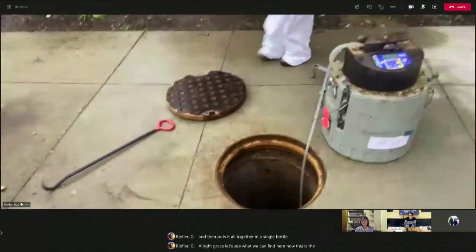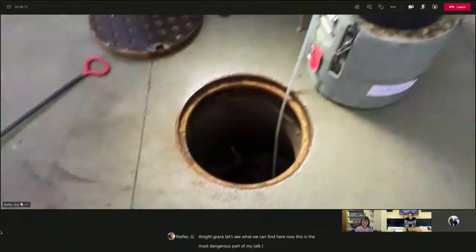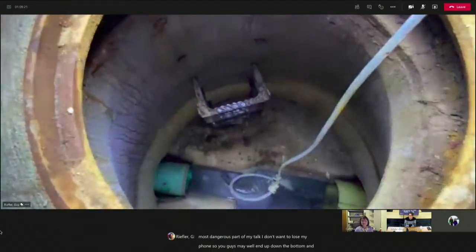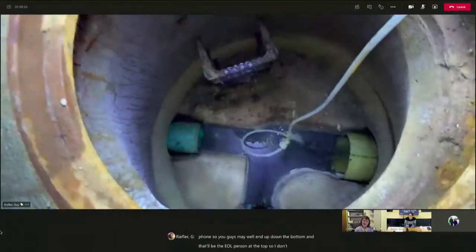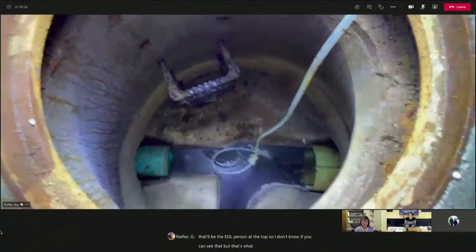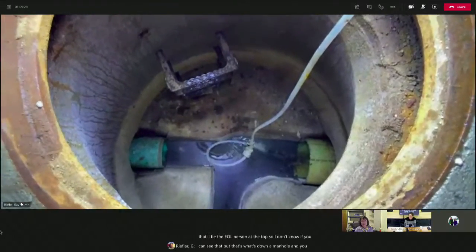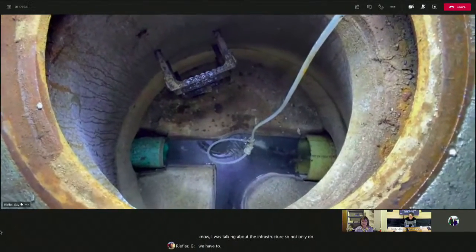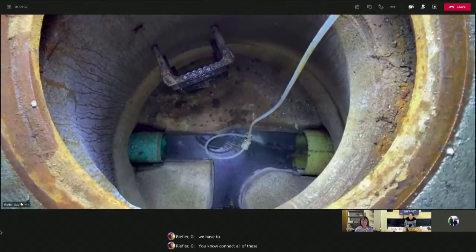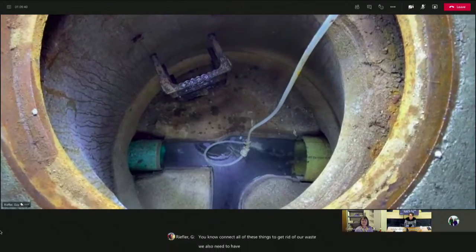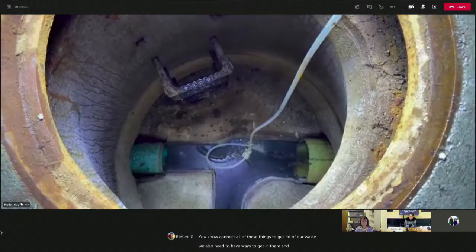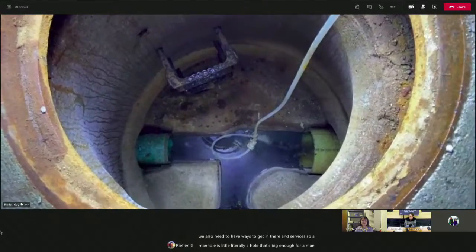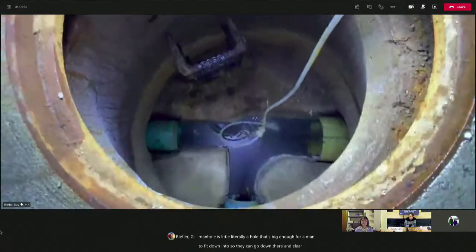Now, this is the most dangerous part of my talk. I don't want to lose my phone. So you guys may all end up down at the bottom here, and it'll be the end of my portion of the talk. So I don't know if you can see that, but that's what's down a manhole. And I was talking about the infrastructure. So not only do we have to connect all of these things to get rid of our waste, we also need to have ways to get in there and service it. So a manhole is literally a hole that's big enough for a man to fit down into, so they can go down there and clear things out when you have problems.